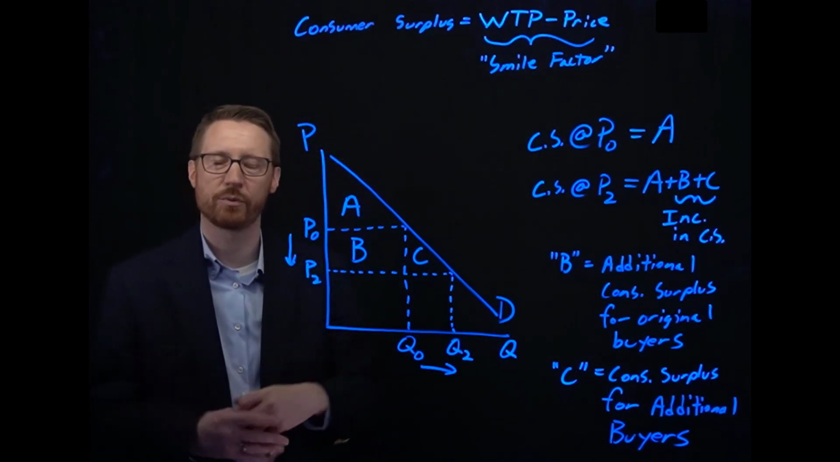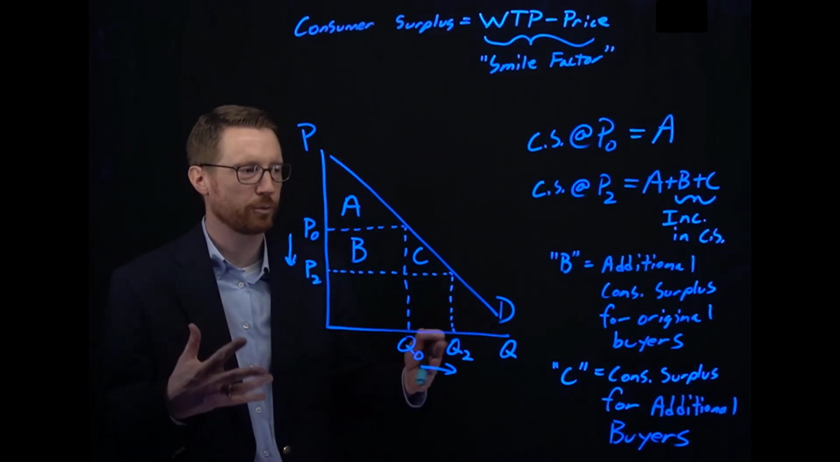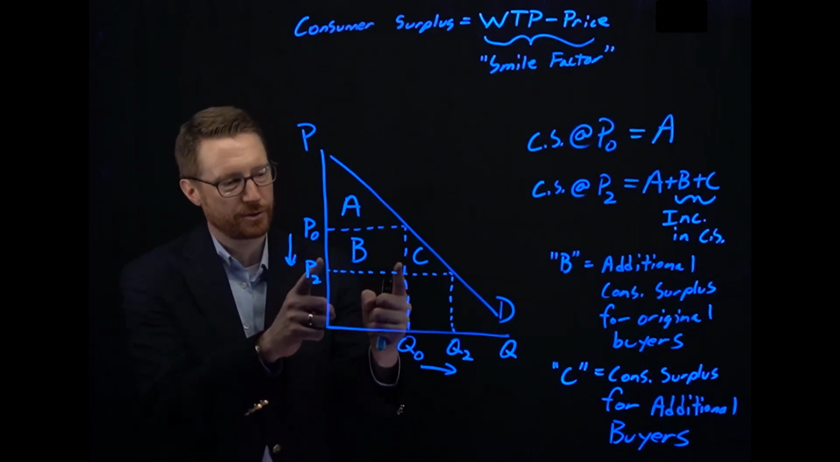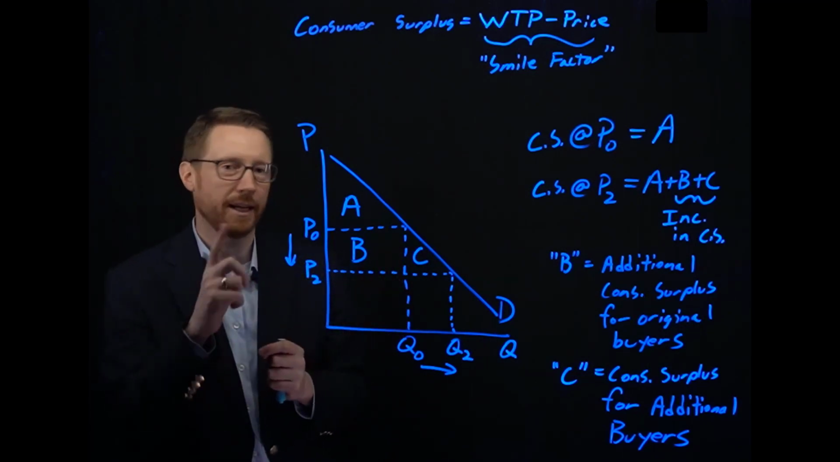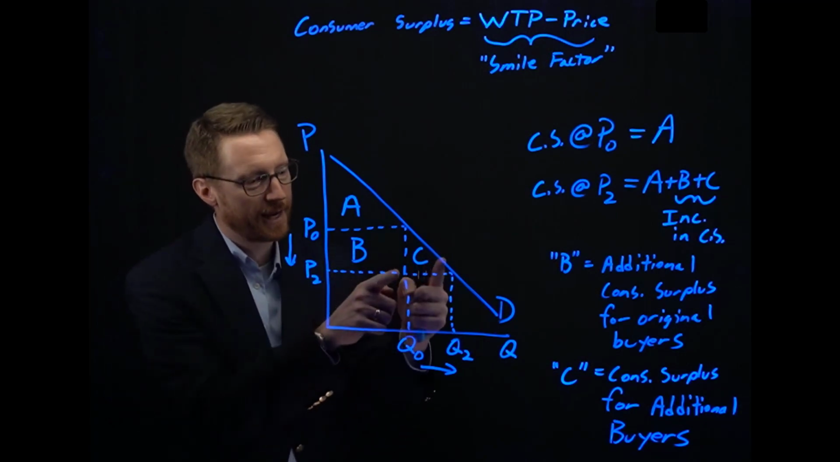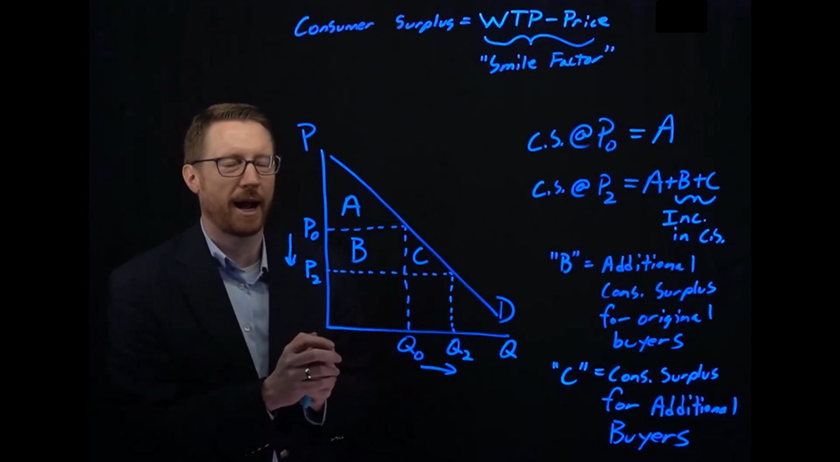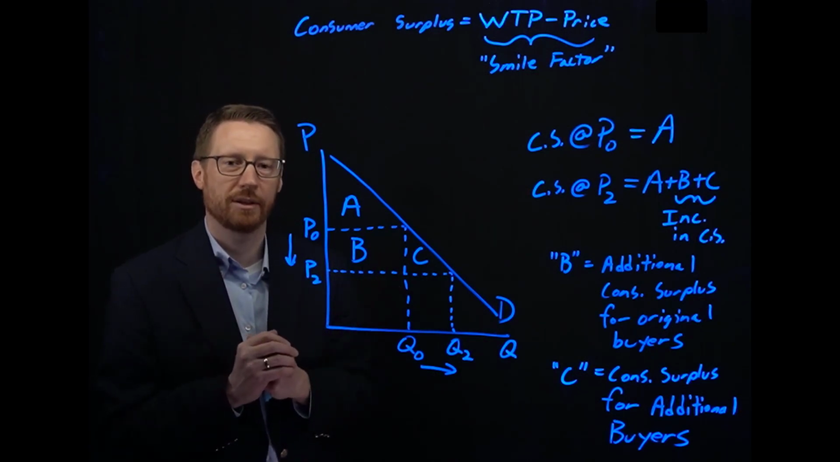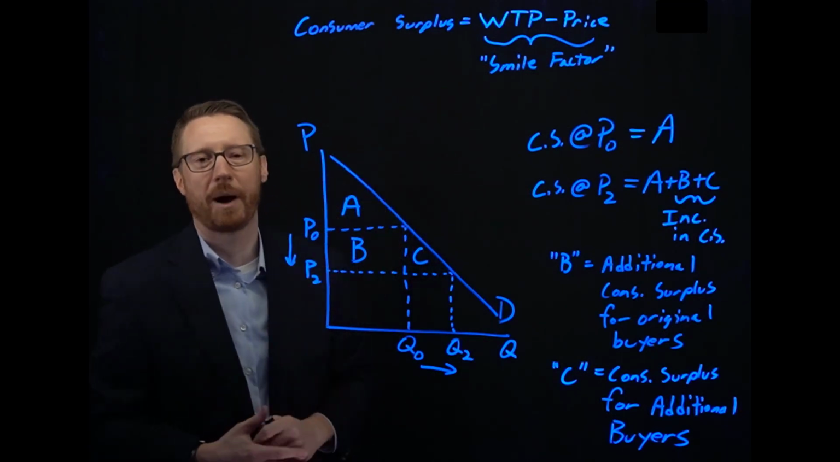So what happens when price decreases? Consumer surplus increases. Why does it increase? Well, because our original buyers are smiling even more than they were before, and now we have some additional buyers who are smiling as well. So a decrease in price leads to a larger smile factor.